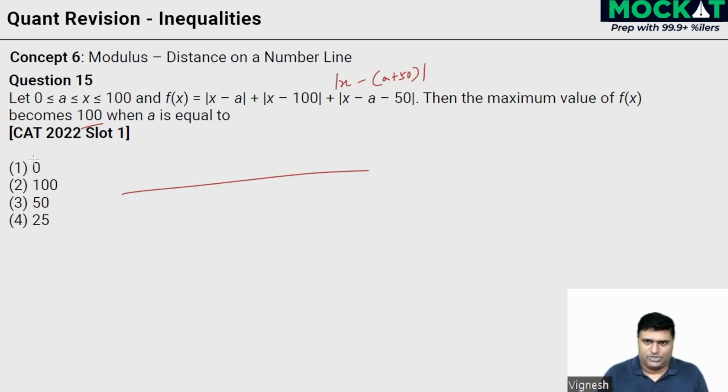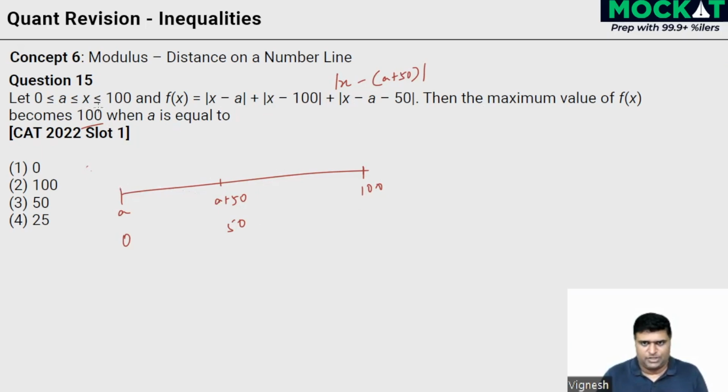Just try out some of them. If a is equal to 0, then we have modulus of x minus a, the distance from a, modulus of x minus 100, the distance from 100, and modulus of x minus (a plus 50), the distance from a plus 50. So if this is 0, then this becomes 50. When a is the first option, we'll try it out. Then what is the maximum possible distance? The maximum value of this is the max possible 100 over here.